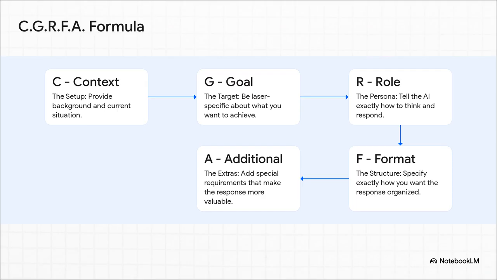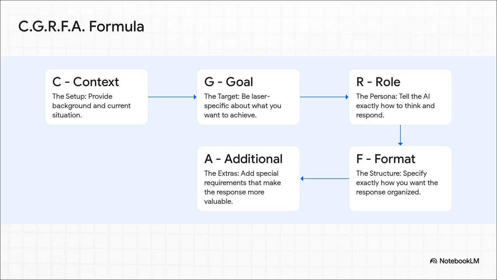C is for context. This sets the stage. Without it, the AI is just flying blind. G is for goal. You have to tell it exactly what success looks like. R is for role, and this is fun. This is where you tell the AI to act as a specific persona, like a senior copywriter or a data analyst. F is for format.